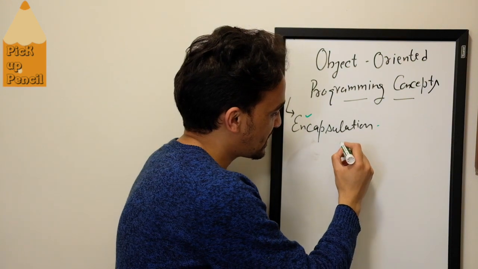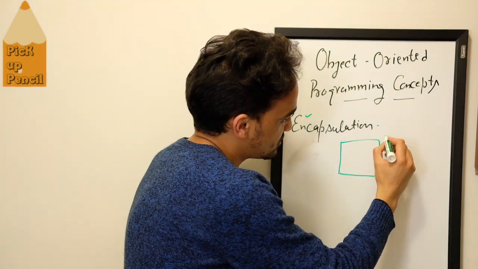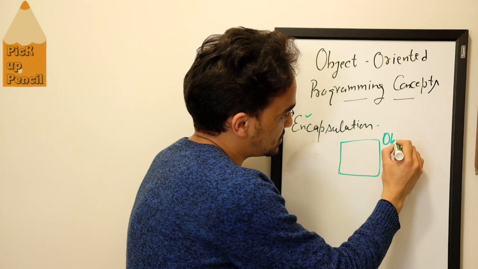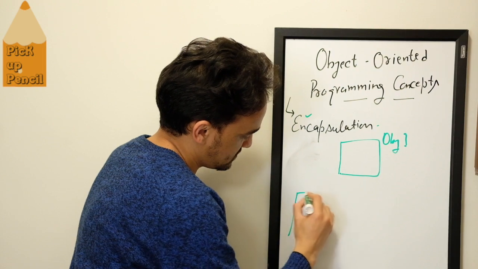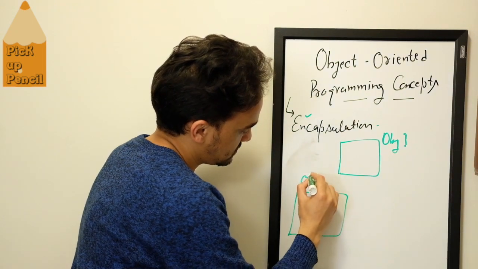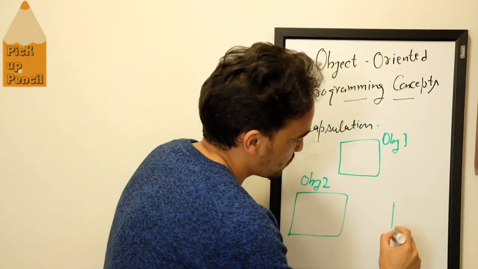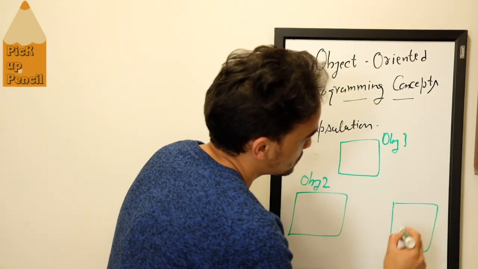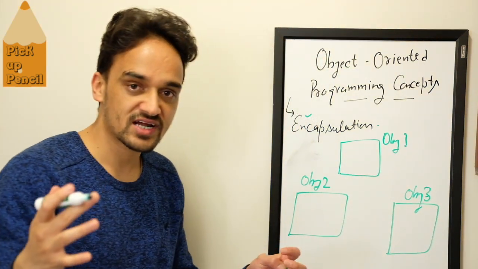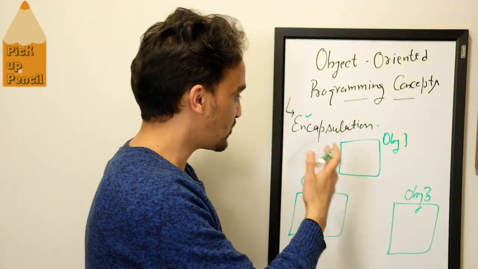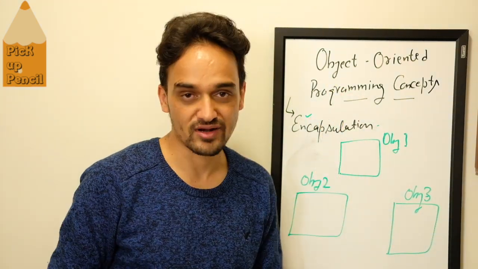Let's suppose we have an object 1 over here. This is object 1, this is object 2, and let's take one more object, called object 3. What we are trying to learn here is how encapsulation happens in an object-oriented programming world.